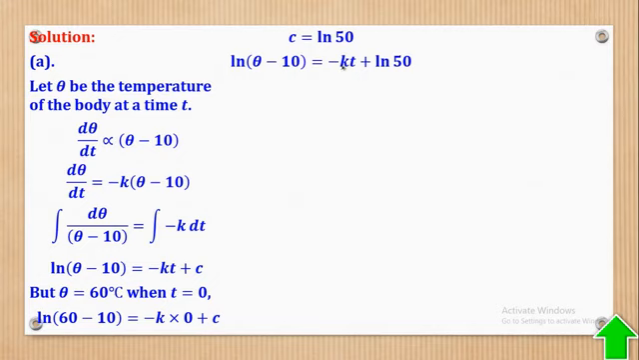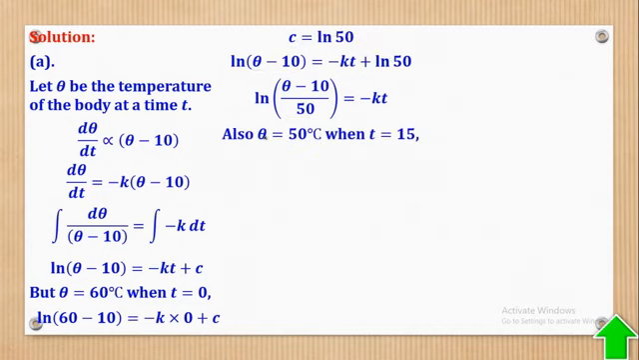So to get k, we shall use the other condition which was given. First of all, I can bring this one this side to come up with this, because my aim is to make k the subject. Therefore, I'll say that when theta is 50 degrees, t is 15. Remember that in the statement they say that after 15 minutes the temperature was 50 degrees Celsius. So you substitute for theta and for t to be able to get the value of k.